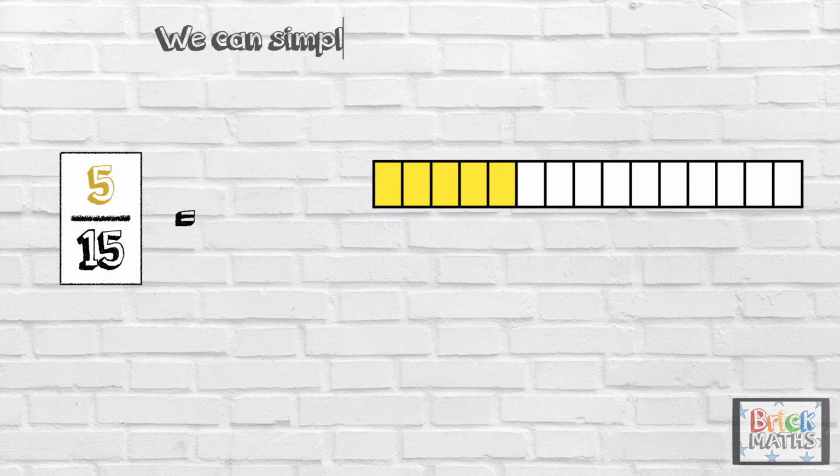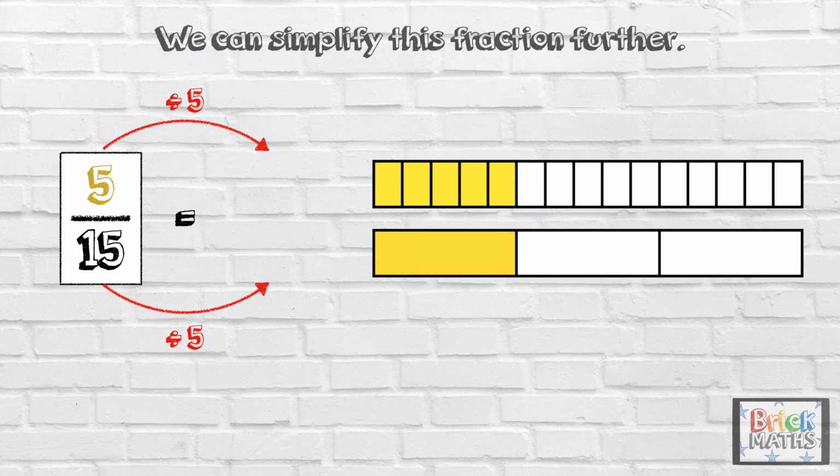We can simplify this fraction further. Both the numerator and the denominator can be divided by 5 to make an equivalent fraction. So the simplified answer is 1/3.